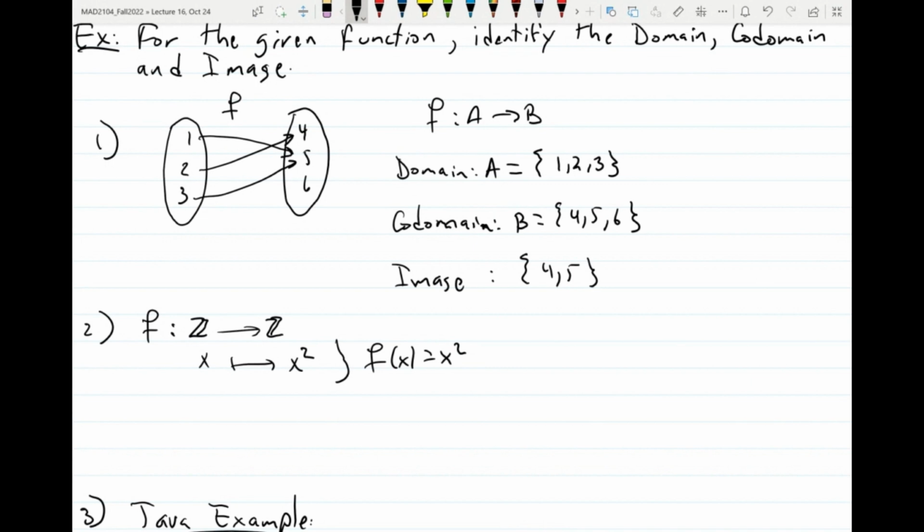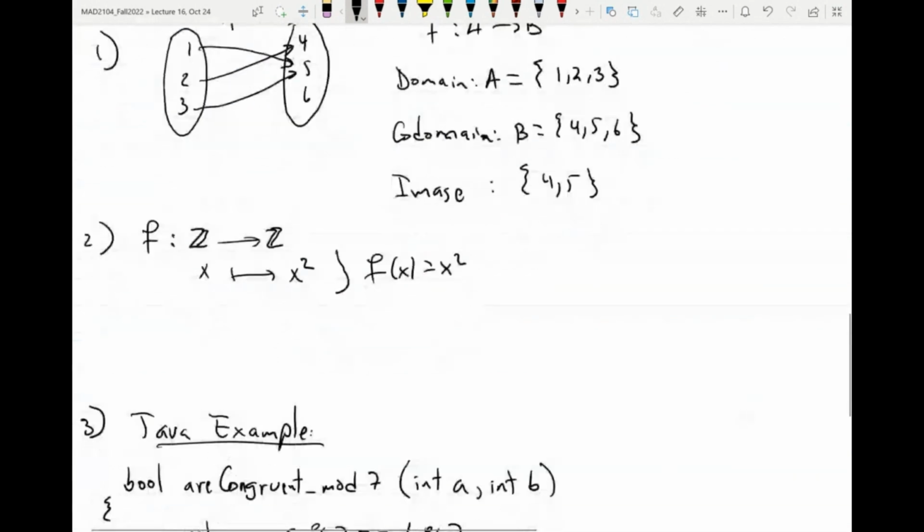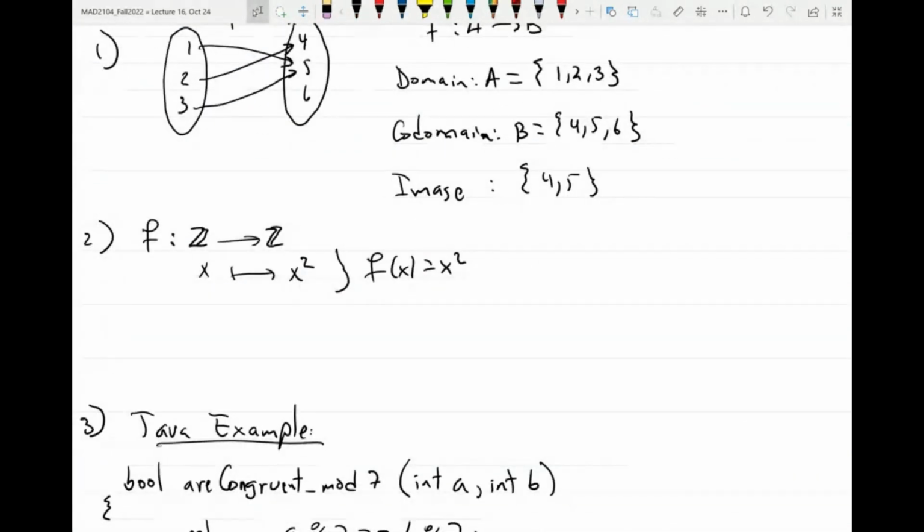Do you understand this? When that happens, then the function deserves a special name. It's called an onto function, or a surjection, or a surjective function. A function is onto or surjective when the image is the entire codomain, when the outputs of the function cover the entire codomain. Okay? And you actually cover every possible value. All right.